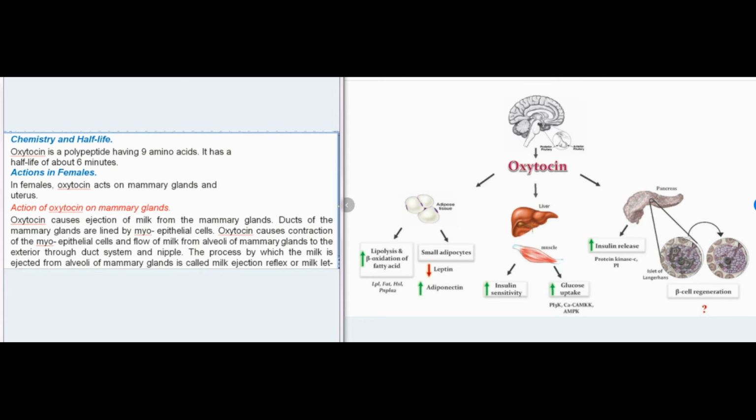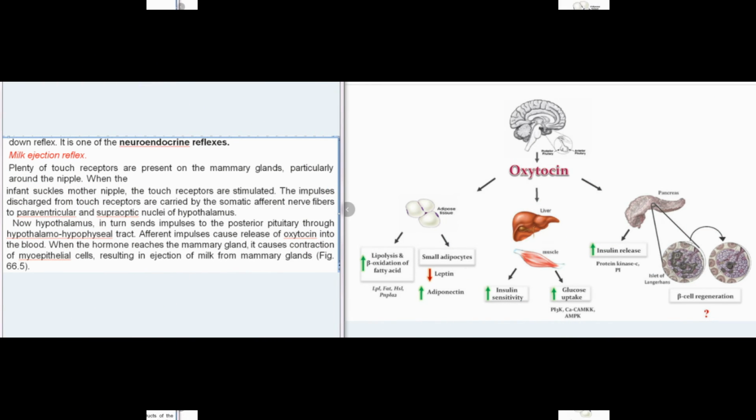Ducts of the mammary glands are lined by myoepithelial cells. Oxytocin causes contraction of the myoepithelial cells and flow of milk from alveoli of mammary glands to the exterior through duct system and nipple. The process by which the milk is ejected from alveoli of mammary glands is called milk ejection reflex or milk letdown reflex. It is one of the neuroendocrine reflexes.